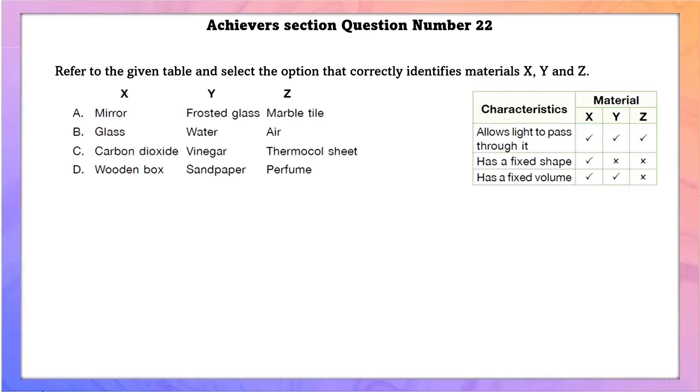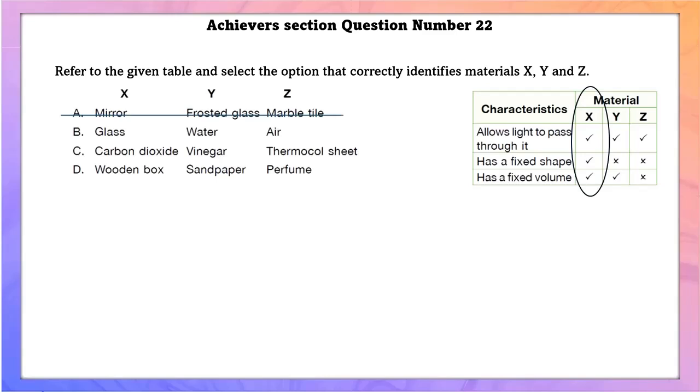Achiever section question number 22. Refer to the given table and select the option that correctly identifies materials X, Y and Z. X allows light to pass through it, has fixed shape and has fixed volume. Mirror does not allow light to pass through it. So we can cross the A option.